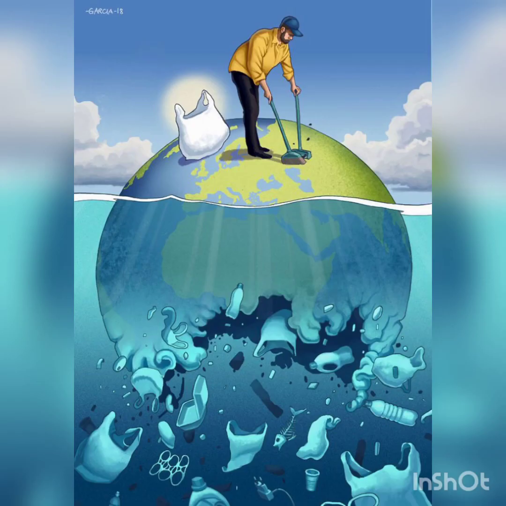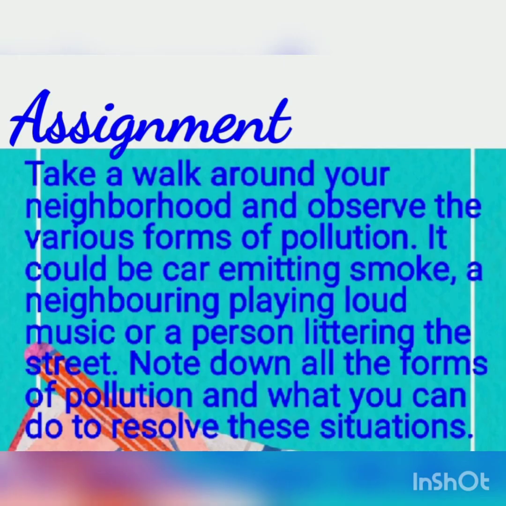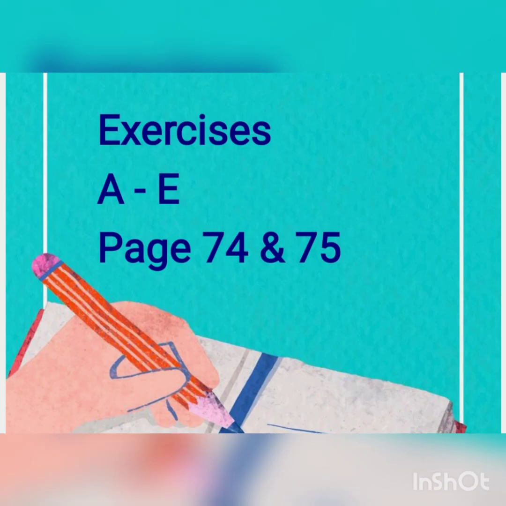So, my dear students, with this, I want you to take a walk around your neighborhood and observe the various forms of pollution. It could be a car emitting smoke, a neighbor playing loud music, or a person littering the street. Note down all the forms of pollution and what you can do to resolve this situation. I also want you to complete the exercises from A to E.